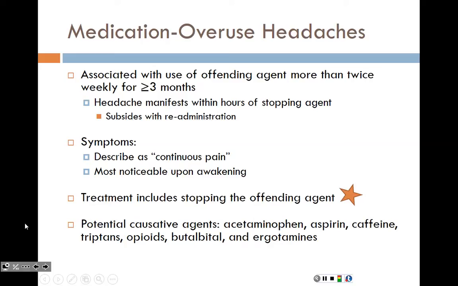So if this is you and you feel like you have one of those background headaches, it's not overly annoying, but it's always there, stop your agent of choice, because that's more than likely what's causing it.